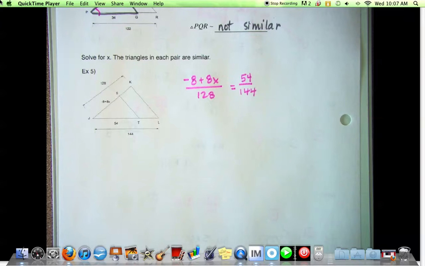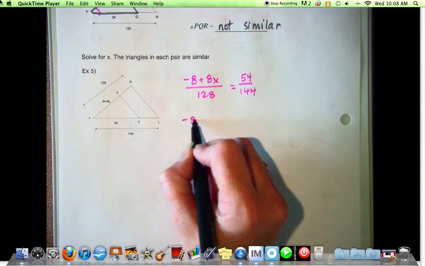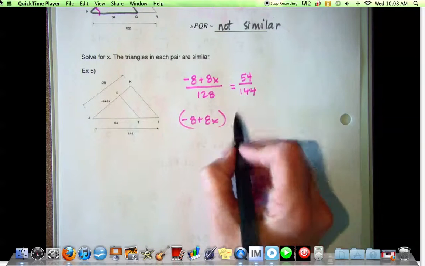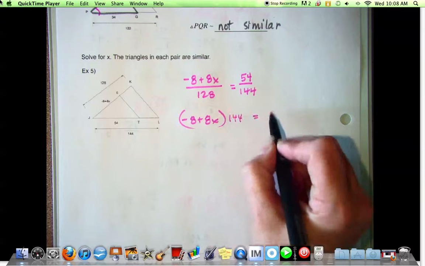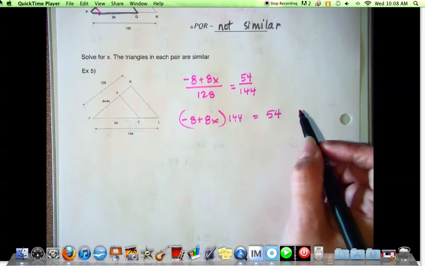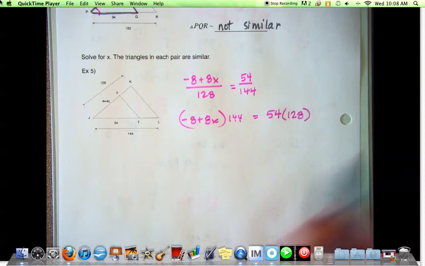Questions? You don't even have to solve it? No, we do. Just wanted to see if there's any questions about setting it up. Just kidding. Alright, so what do we need to do now? Cross multiply. Alright, so what are we going to cross multiply? -8 plus 8x and 144. Okay, -8 plus 8x times 144 equals... Wait, couldn't you put 54 times...? Yes, you can put the 144 first. 54 times 128. What do you want to do to both sides? Divide by 144. Very good.